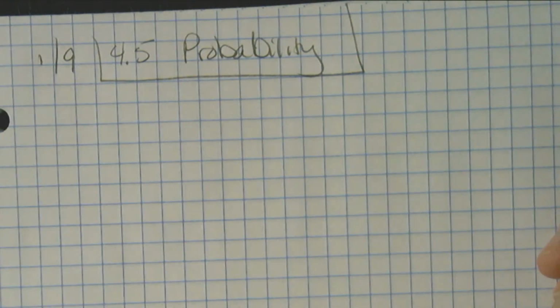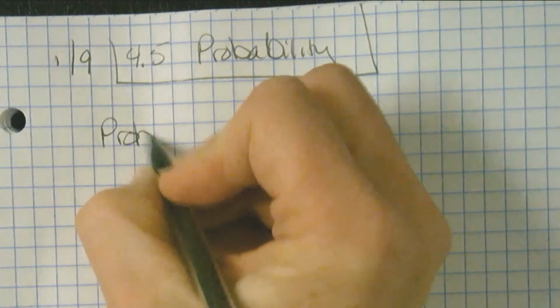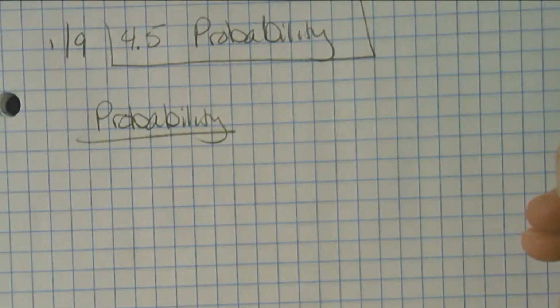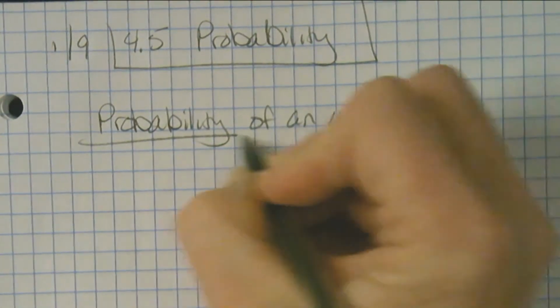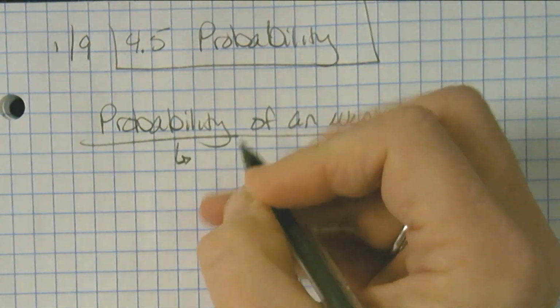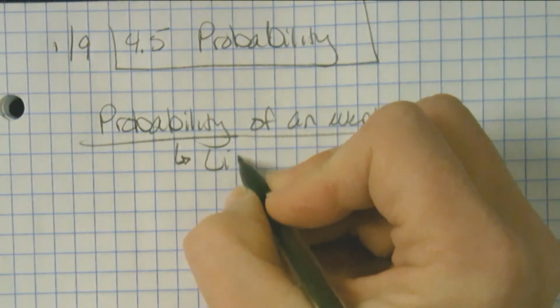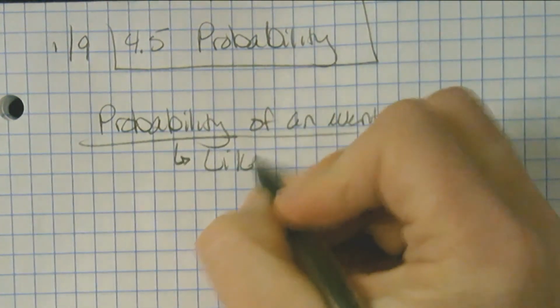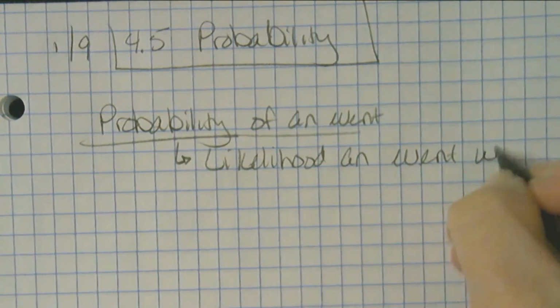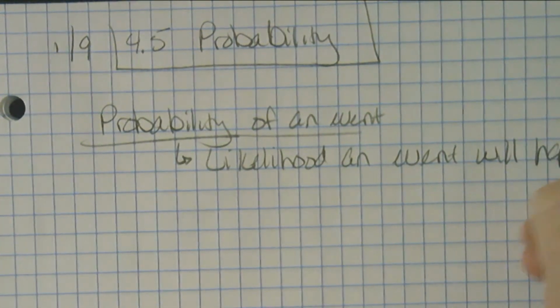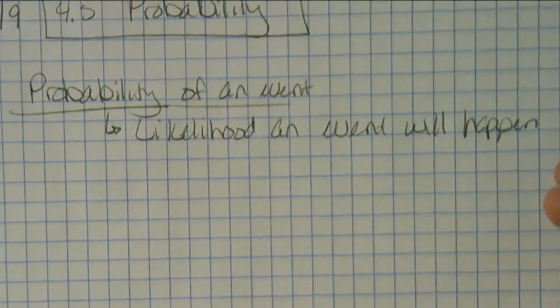We've done probability last year. All right. So when we talk about probabilities, this should be a review for you. I know we don't do it all the time, but it should come back to you quickly. So probability of an event. What this means is it's the likelihood an event will happen. It's the likelihood an event will happen.